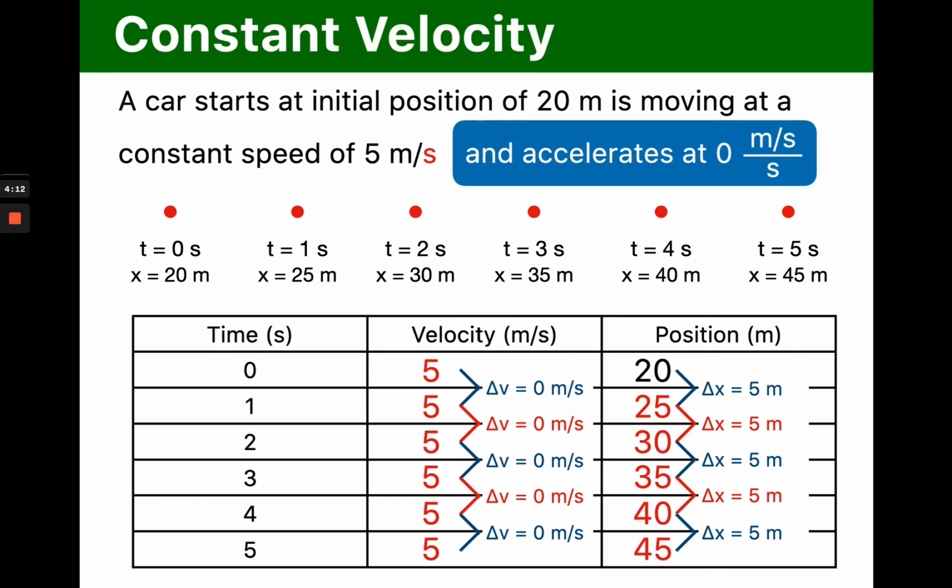Now, because of that, the acceleration is 0. If you're moving at a constant velocity, the acceleration is 0. You're not slowing down, you're not speeding up. Look at this. It says 0 meters per second per second. Every second, the car is gaining 0 meters per second. So that's why it's always staying at 5.